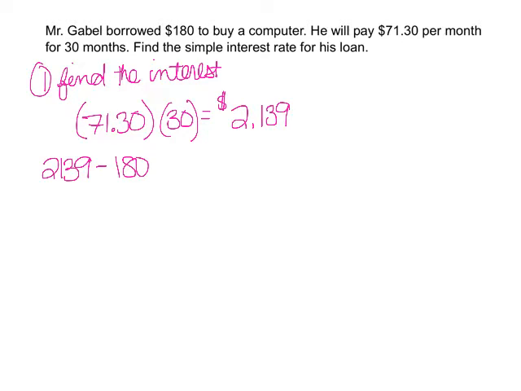So 2,139 minus 180 is $1,959. So his interest actually was $1,959.